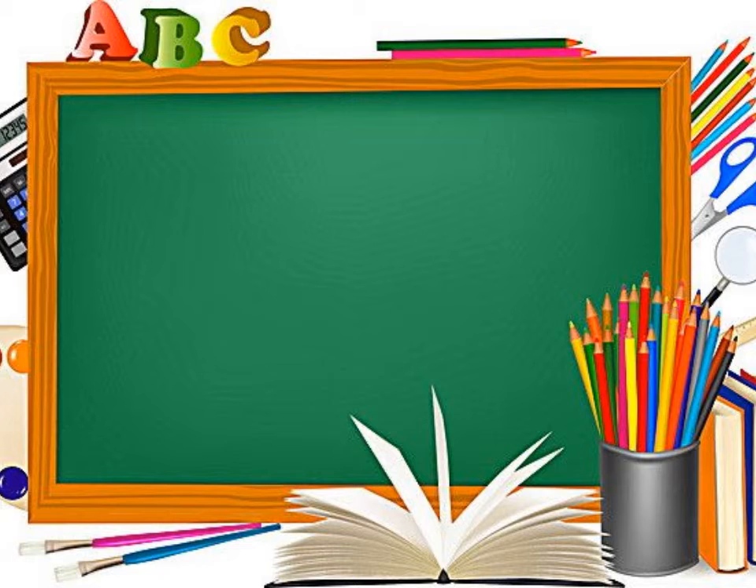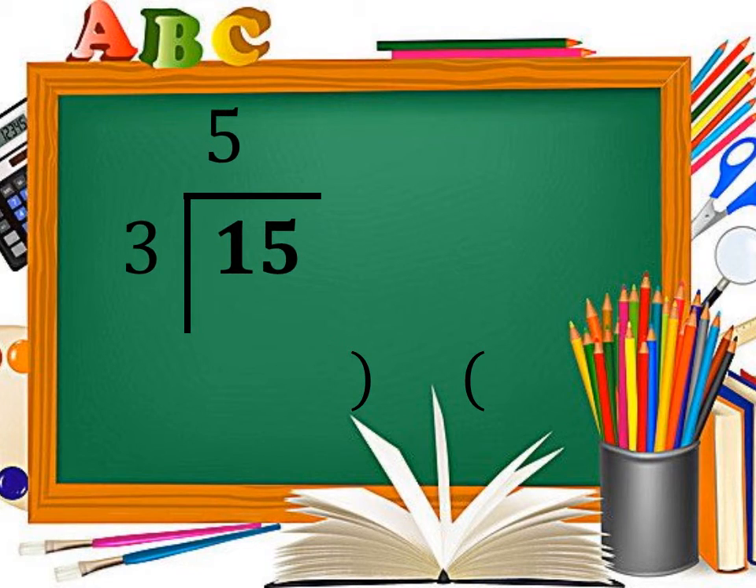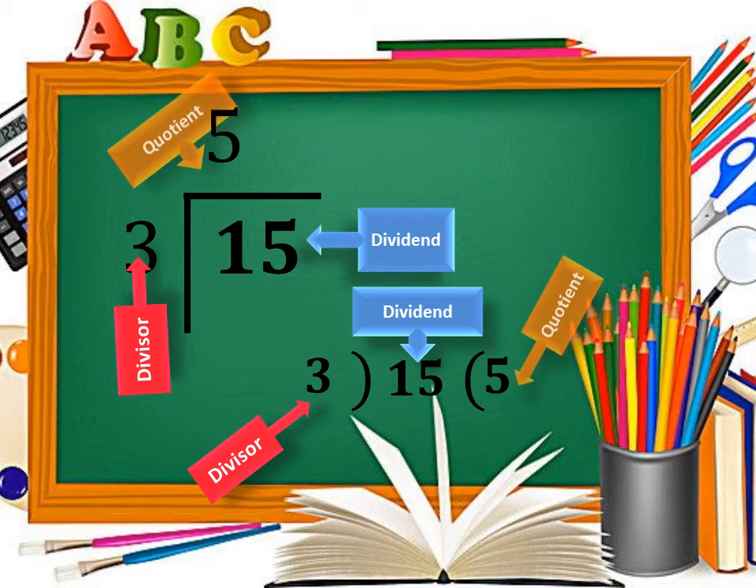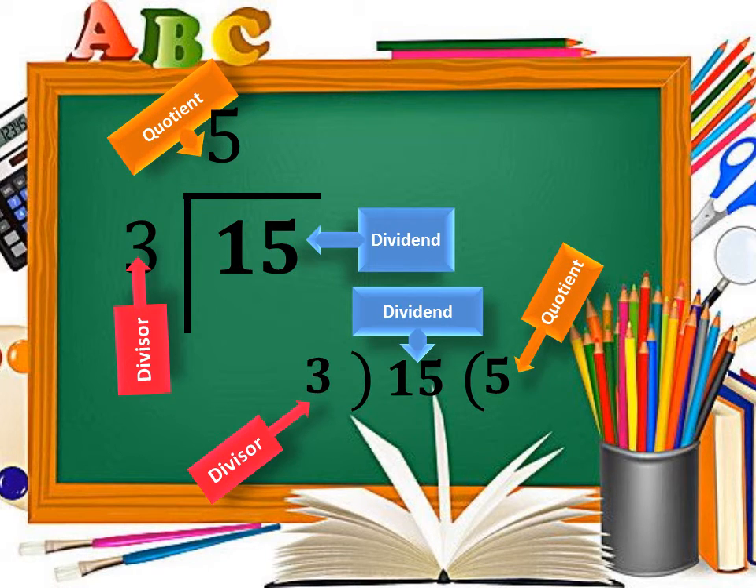In this method, we show division using the division box or division brackets. Both are the same. Any one we can use. The 15 is the dividend inside the division box and 3 is the divisor. 5 above the division box is the quotient and is also known as the answer.